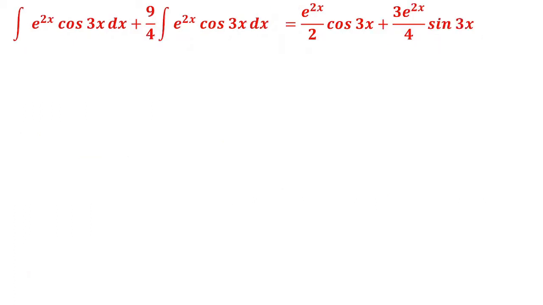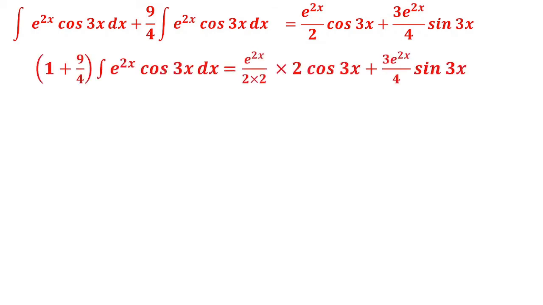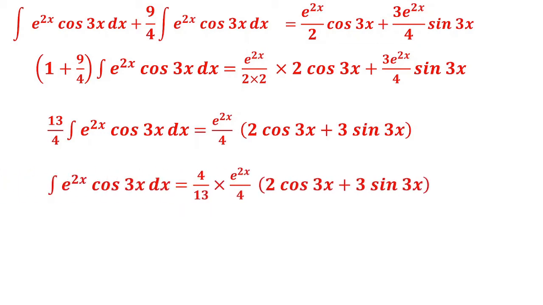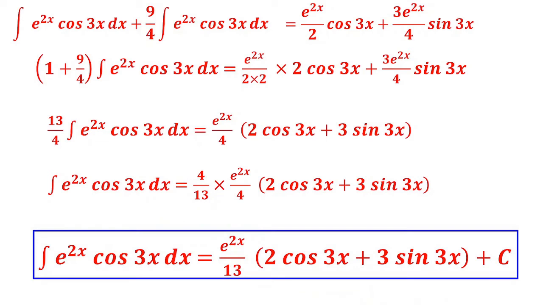Therefore what we can do now, integral e power 2x cos 3x can be taken outside. It will become 1 plus 9 by 4. On the right hand side I am taking e power 2x, I am taking LCM. LCM is 4, therefore I am multiplying and dividing by 2 to take e power 2x common. It is 13 by 4 into integral e power 2x cos 3x is equal to e power 2x by 4. When you take it outside, it is 2 cos 3x plus 3 sin 3x. Bring that 13 by 4 to the right hand side, it will become 4 by 13. The final answer is e power 2x by 13 into 2 cos 3x plus 3 sin 3x plus c.